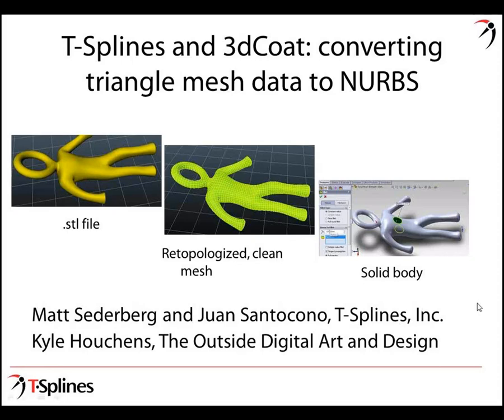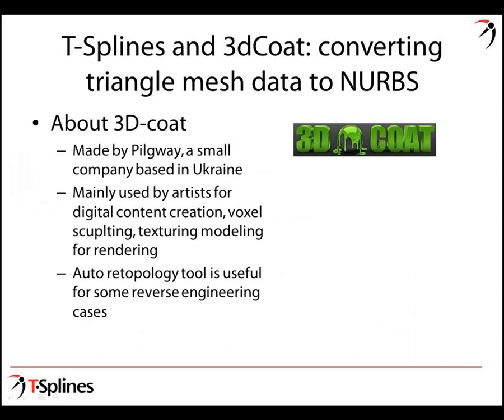So let's just talk a little bit about the background of 3D Coat. Again, it's made by Pilgway, a small company in the Ukraine, and it's mainly used by artists for digital content creation, voxel sculpting, and texture modeling for rendering. But the main part of 3D Coat that's interesting to us today is their auto-retopology tool, which can be useful for some reverse engineering cases.